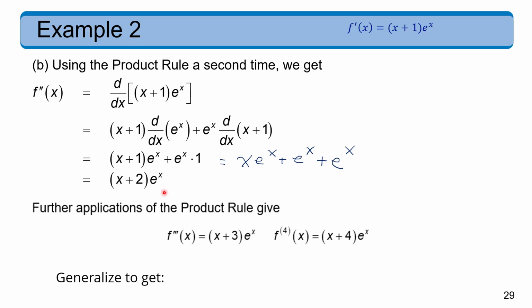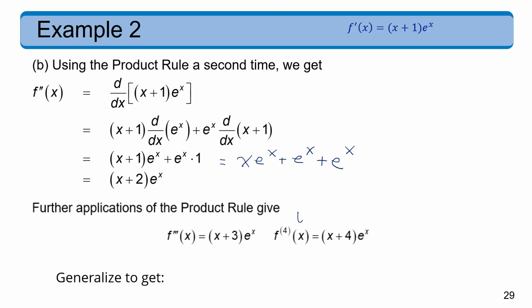What would f triple prime look like? Well, you'd go through the same process, but you would start with this formula, which is f double prime, and compute the derivative of that. And because this is a product, you'd have to use the product rule. So we're not going to show that work here, but it's going to be similar to what we did for f double prime. When you simplify, you'll get x plus 3 times e to the x. And then to find the fourth derivative, you would start with this formula for f triple prime and compute the derivative of it. Because this is a product, you'd have to use the product rule. And you'd get this.